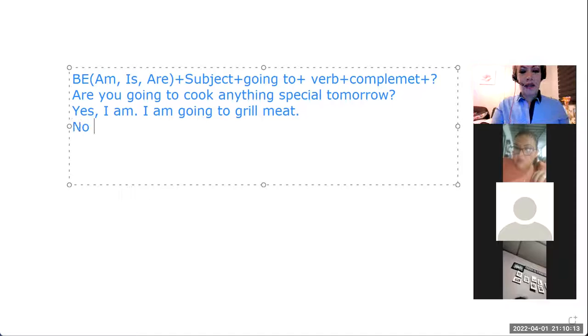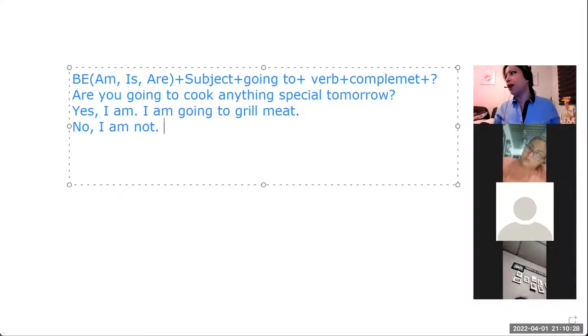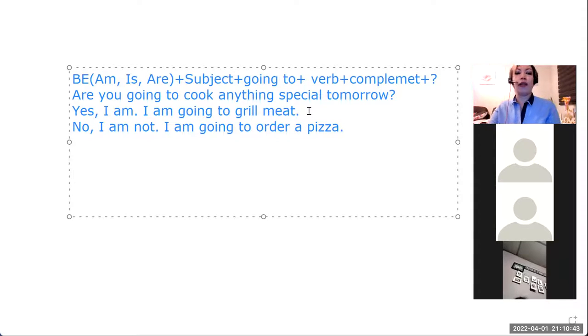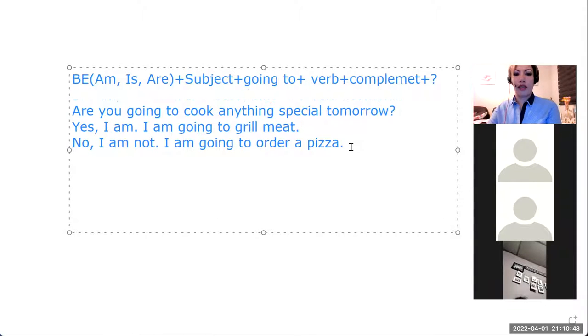Y si fuera negativa, pongamos no. I am not. No voy a cocinar. Y si quiero dar más detalles, podría decir qué es lo que va a pasar. No creo que no voy a comer, ¿verdad? Entonces podría ser que voy a ordenar pizza. I am going to order a pizza. Okay. No, I am not. I am going to order a pizza.